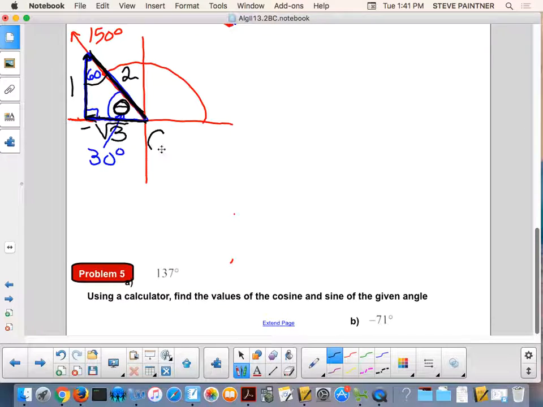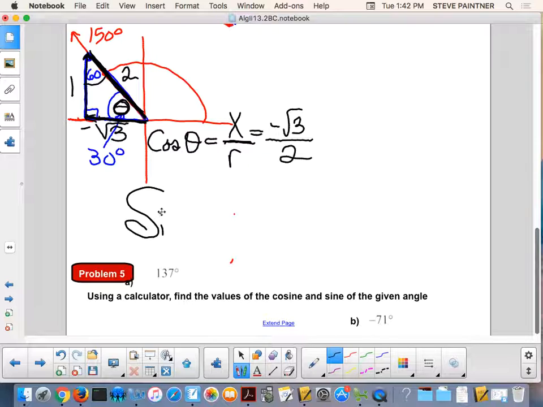What's cosine of theta? Adjacent over hypotenuse. Or the x value over the hypotenuse, x over r. John, what is it? Eyes are closed, John. What is it, Elizabeth? Negative square root of 3 over 2. Negative square root of 3 over 2. Got it. Okay.